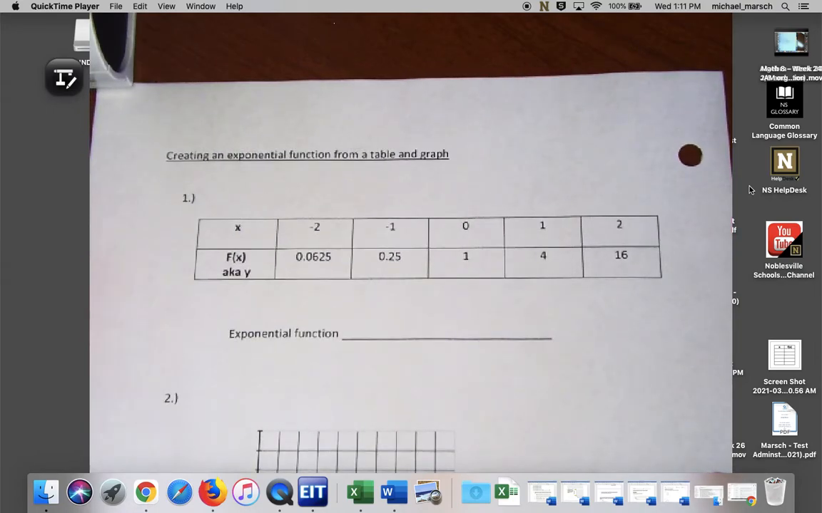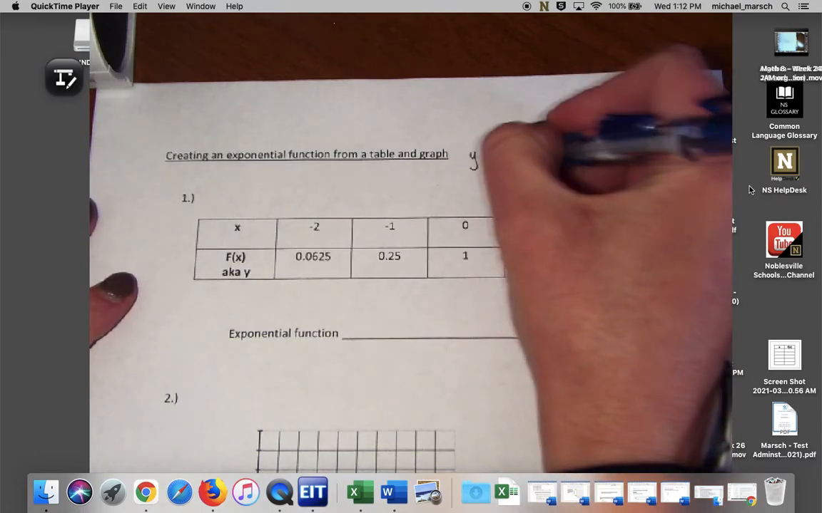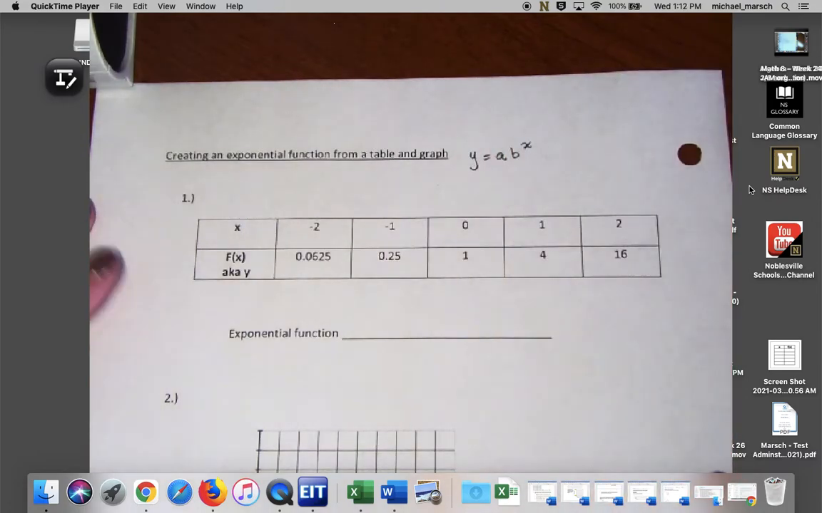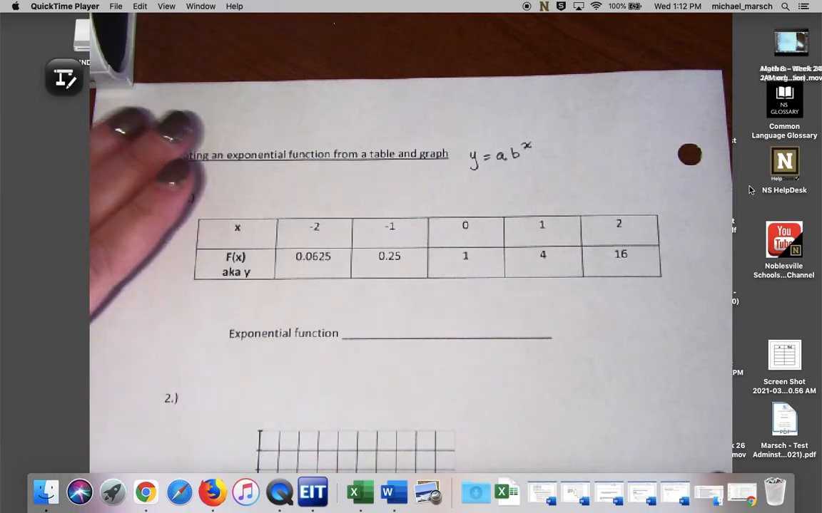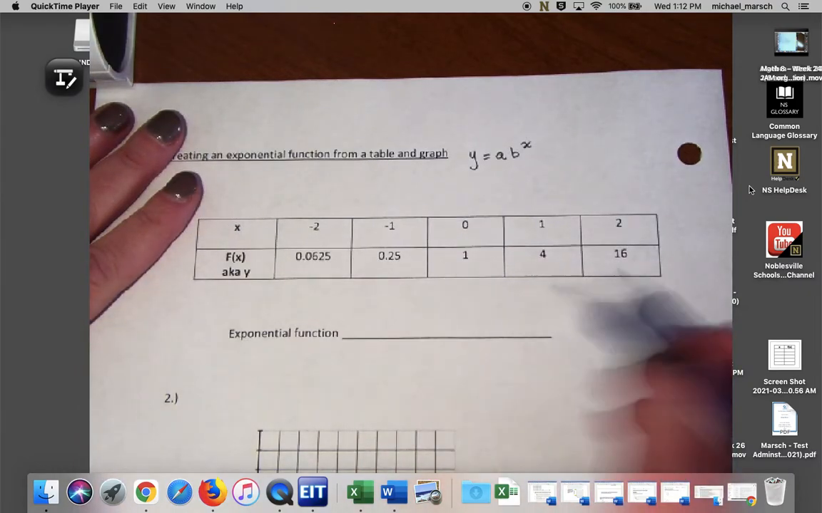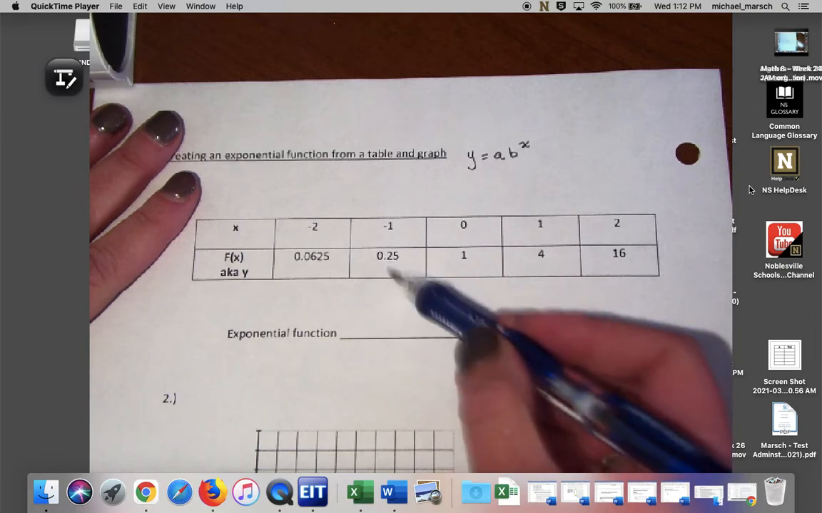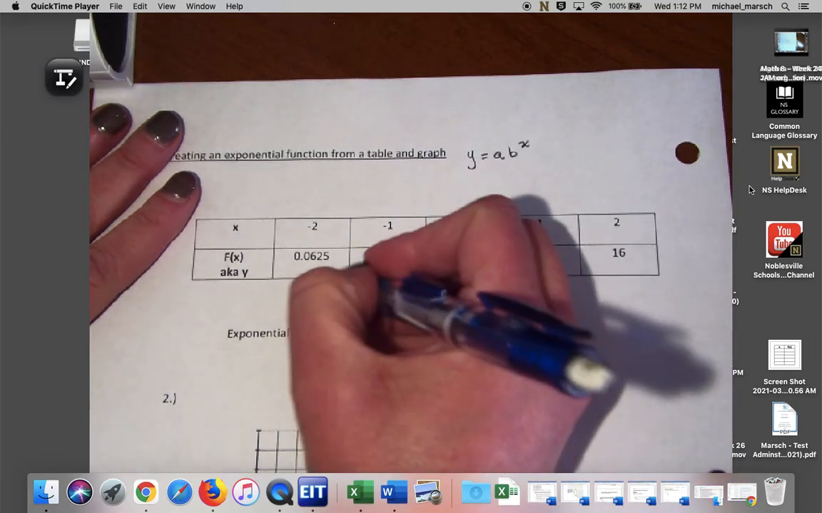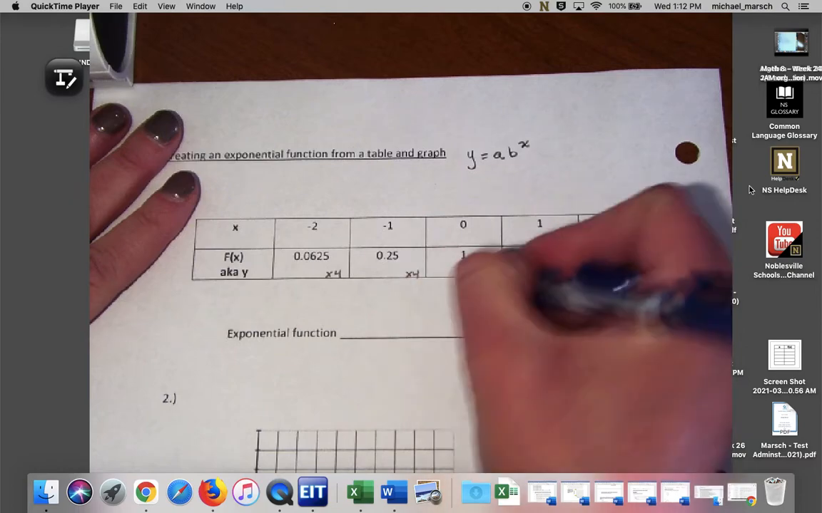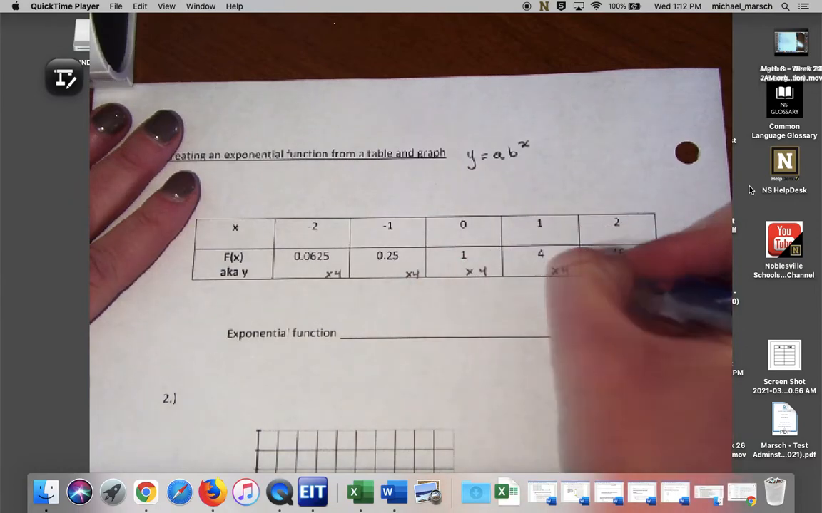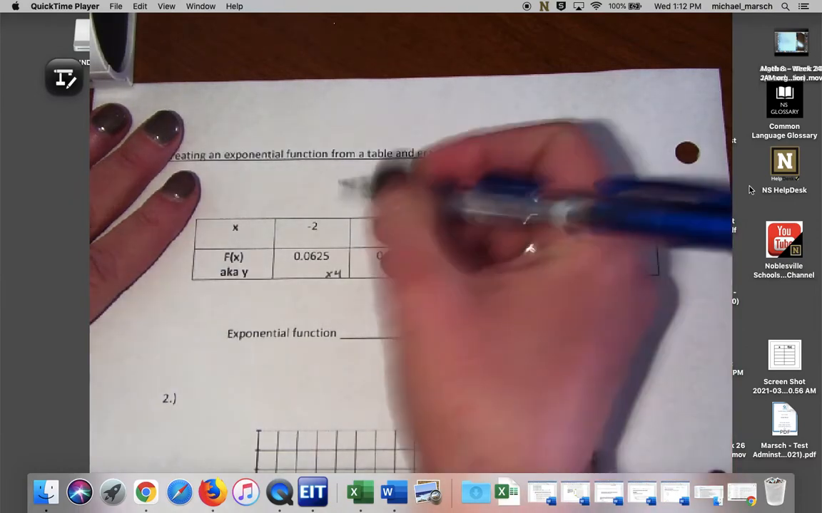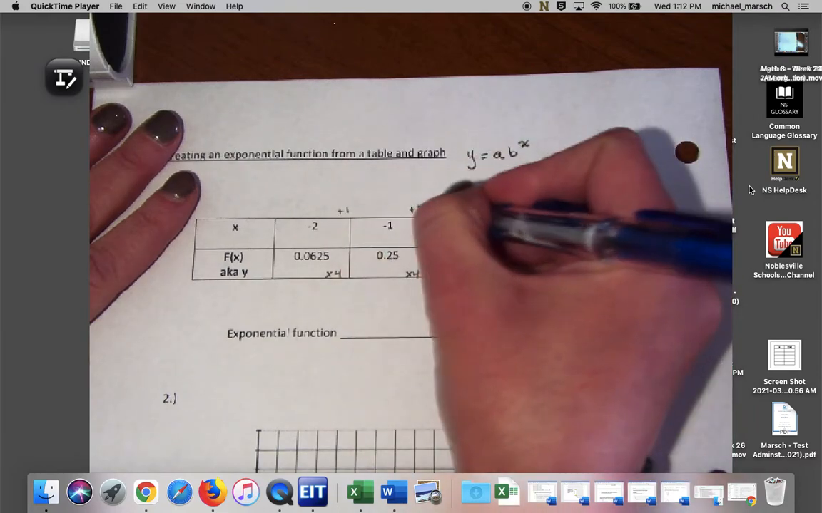So what is our exponential function form? Somebody said it before. Yep. Y equals AB to the x. Okay. So for this one, we need to figure out what is the change for my y values. What's happening to each of these to get to the next one? Yep. Times 4, times 4, times 4, times 4. And then our x's are still just adding 1, so that doesn't really change.